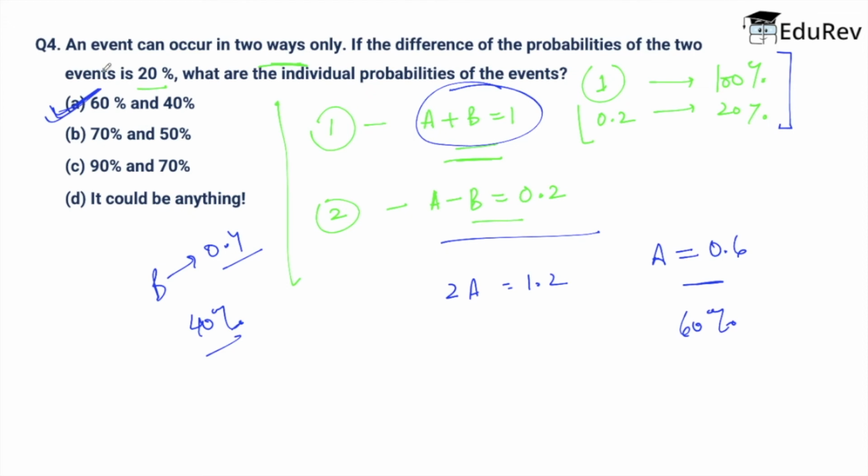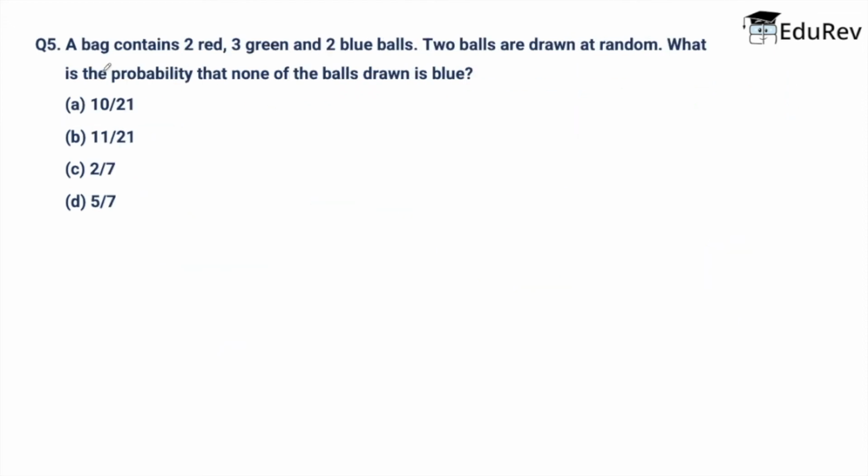I hope you understood this. Let's move on to question number 5. Alright, so question 5 says that a bag contains 2 red, 3 green and 2 blue balls. Now 2 balls are drawn at random. So what is the probability that none of the balls drawn is blue? Let's suppose this is the bag.